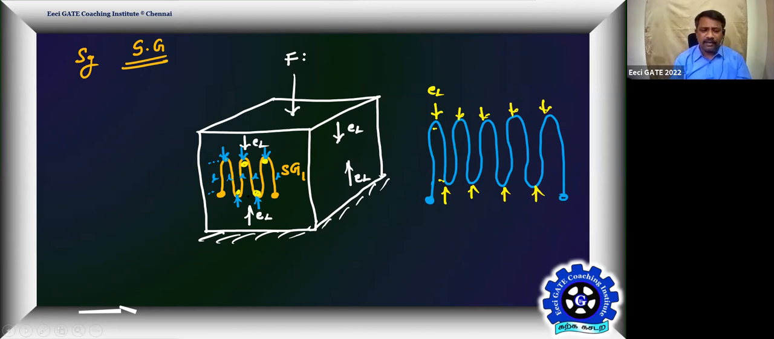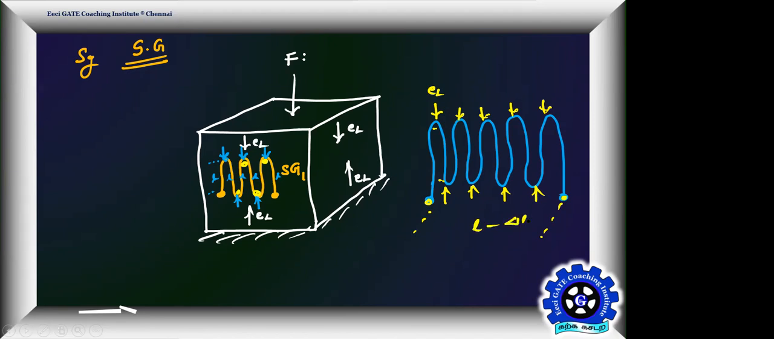What will happen? This metal wire is pasted, bonded on the surface of the load cell which is experiencing strain. The strains are acting on these edges. Therefore, the total length of this wire, from this point to this point, will decrease or increase? Decrease, sir. Decrease.